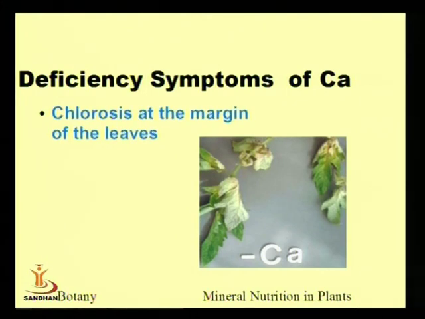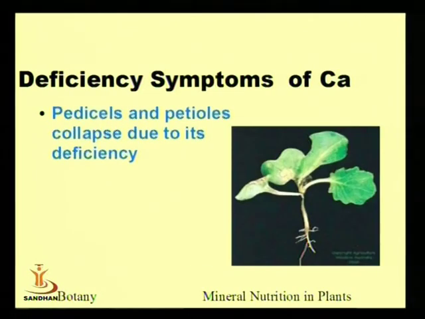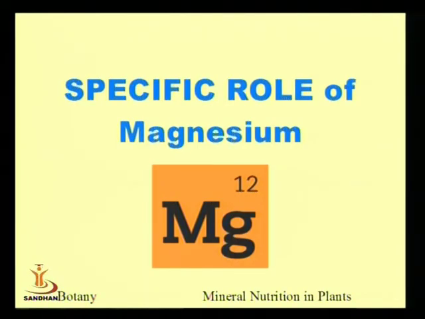Now calcium deficiency leads to chlorosis at the margin of the leaves because it is immobile. So the margin will show the first deficiency. Leaves will be curled in appearance because strength is lost. Pedicel and petiole will collapse due to the deficiency of calcium. Root development will be poor, and ultimately poor root development will lead to poor absorption of water and other minerals, which is completely harmful.